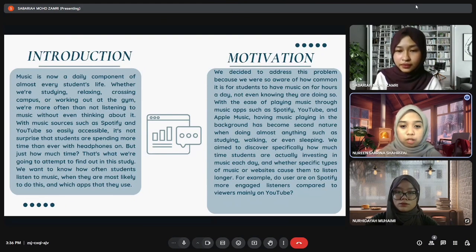We aim to discover specifically how much time students are actually investing in music each day and whether specific types of music or websites cause them to listen longer. For example, are users on Spotify more engaged listeners compared to viewers mainly on YouTube?